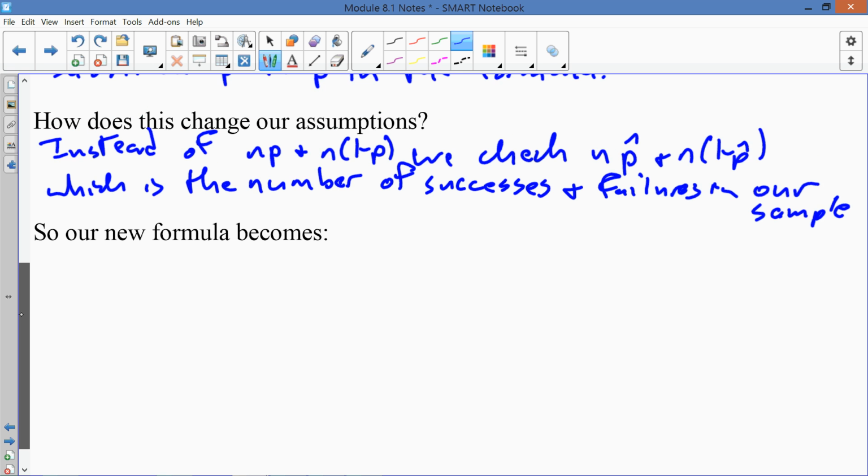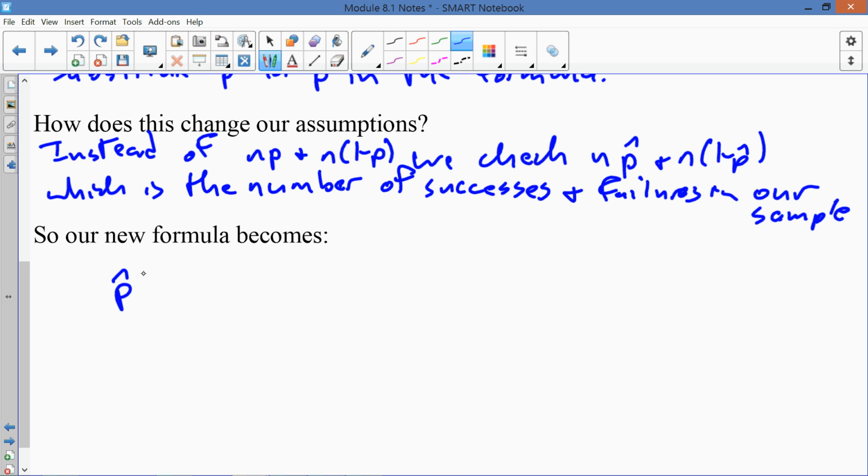Our new formula is now p hat plus or minus 2 times the square root of, instead of p, I'm going to put a p hat there, and 1 minus p hat. But the n doesn't change because that's the sample size, and of course I always know my sample size because I took my sample. So very, very similar. You're just substituting the sample proportion in the formula for the population proportion.